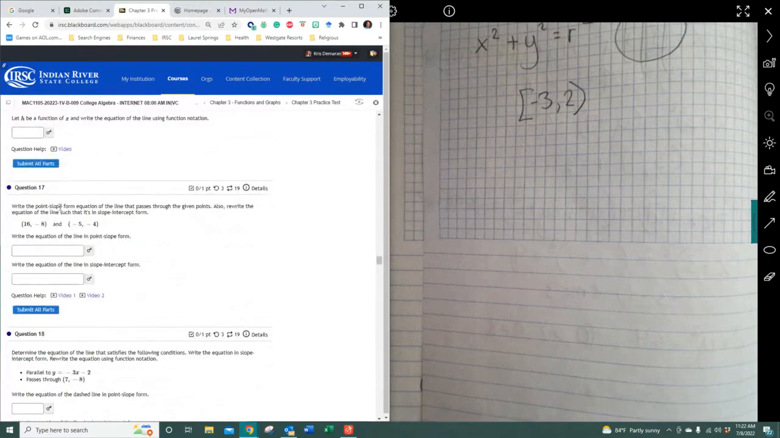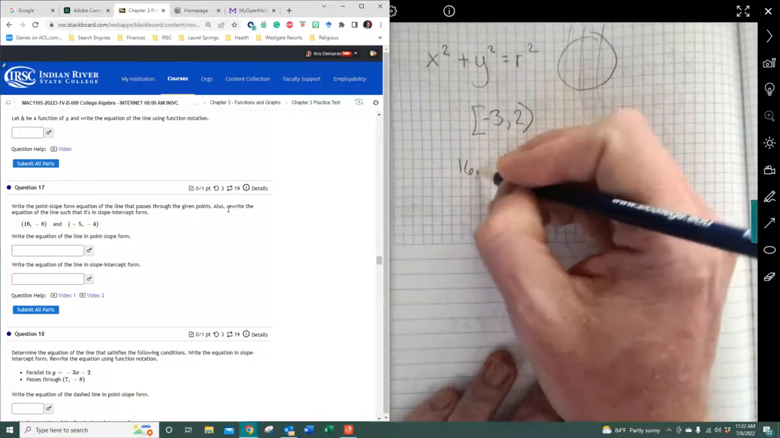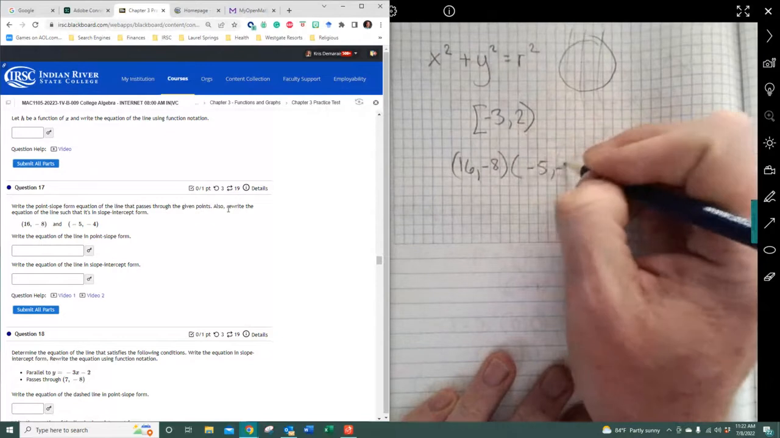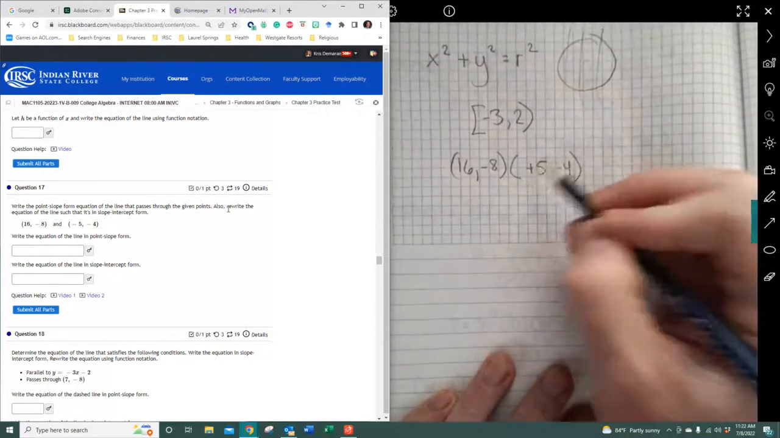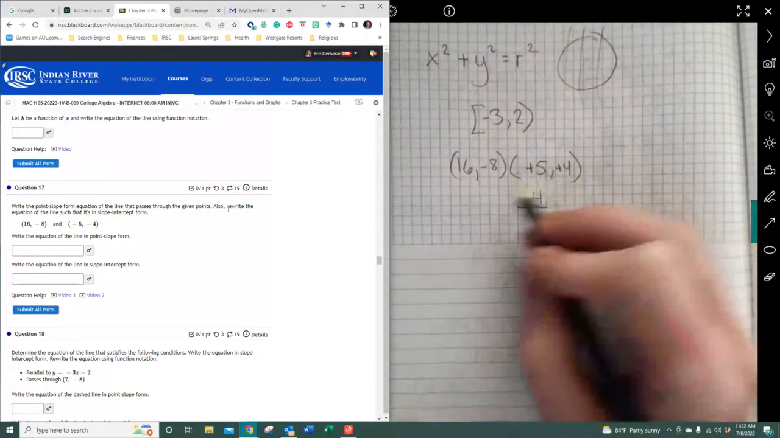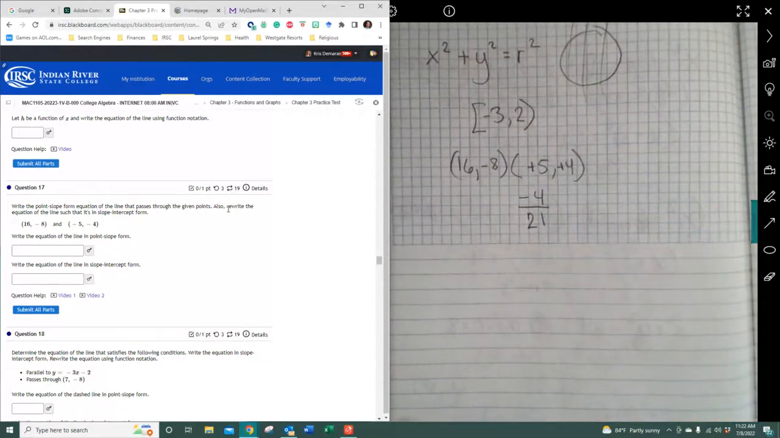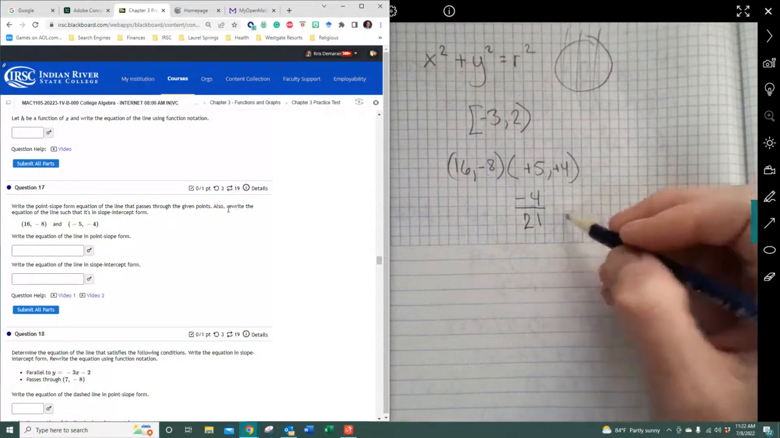Number 17, write the point slope form of an equation of a line that's passing through these points. Now, when you do that, I will have to write some of this down. So we're going to go ahead and put down this. All right, so when we enter this, we're going to go ahead and remember to change the signs to this, and then go ahead and add our y's together, add our x's together. All right, and then simplify if we can. We can, so we're going to go ahead and put it into the equation.